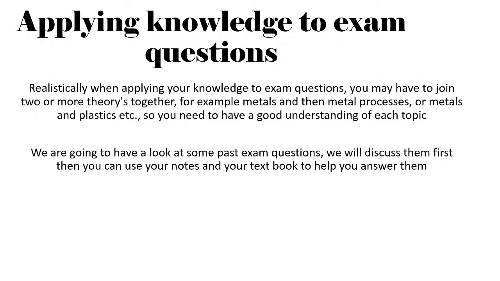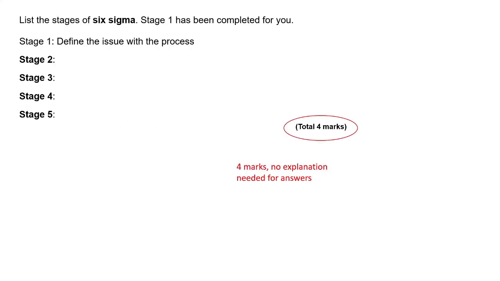So quality control, quality assurance will come up in exam questions. It might be its own standalone question, but it also might be a part B, part C of a question, so it may well be linked to other topics as well. So first one, list the 6 stages of Six Sigma. First one has been done for you, so 4 marks. So really simple, 4 marks, no explanation needed. Pause the video, give yourself 4 minutes, answer it.